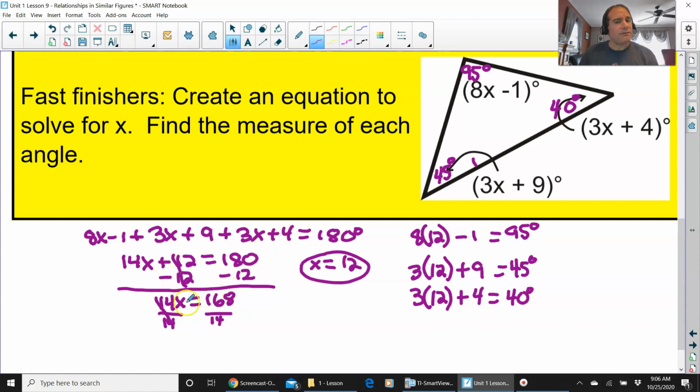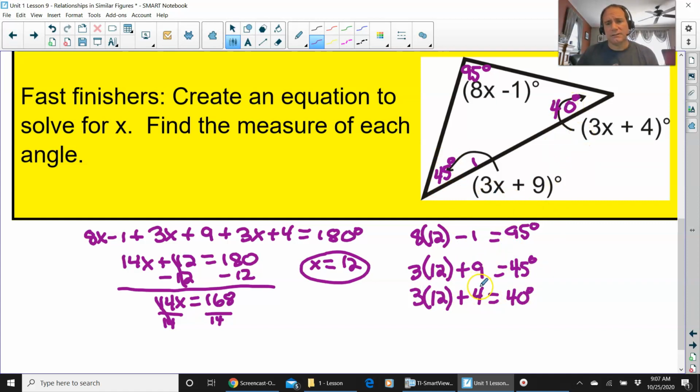And I subtract the 12 on both sides. I get 14x equals 168. You divide by 14, you get x equals 12. Don't forget, you must substitute. All right, so we have 8 times 12 for the x minus 1. 8 times 12 minus 1 is 95, so I put 95 degrees here. 3 times 12 plus 9 equals 45. I put 45 here. 3 times 12 plus 4 equals 40.